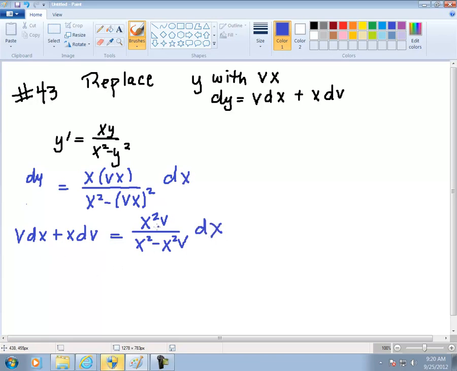All right, and now notice on the right hand side my x squares all cancel, so I'm left with v dx plus x dv equal to v over 1 minus, and this was actually a v squared, because when I square this, the v's get squared, dx gets squared.